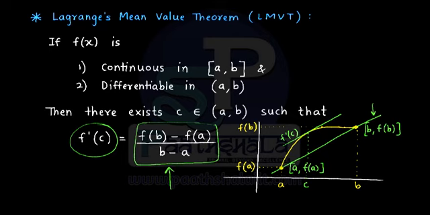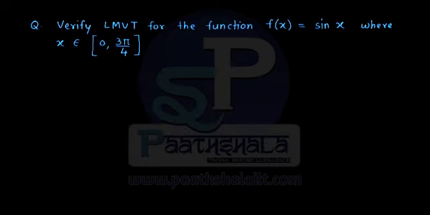Let's go ahead and solve one example based on this. Verify LMVT for the function f of x given by sin x, where x belongs to the interval 0 to 3 pi by 4.